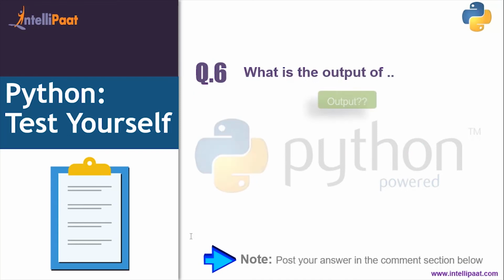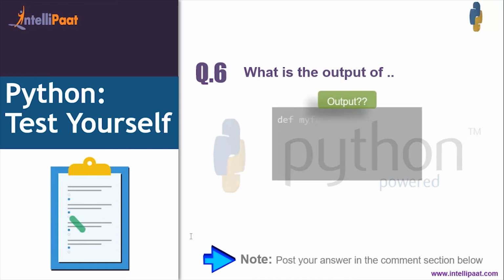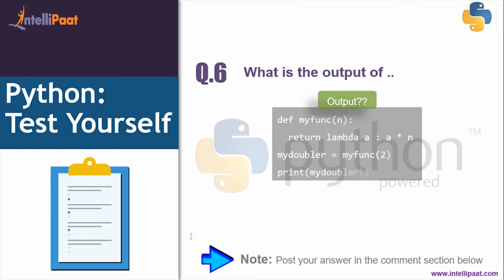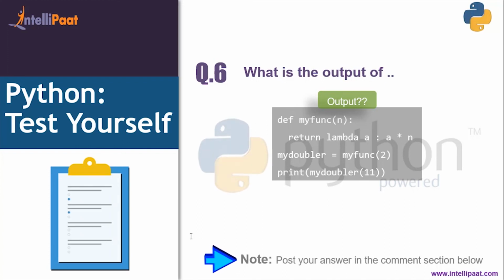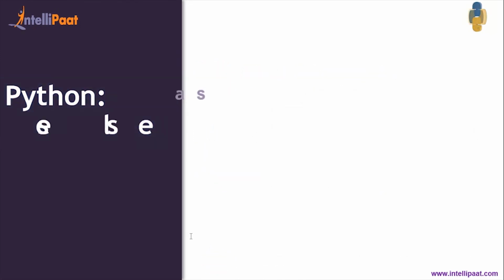Next quiz is, what is the output of: def my function n, return lambda a into n, my doubler equal to my function 2, print my doubler 11. Very simple, we just discussed it. So just post your answer in the comment section below. Okay, so this was all about the lambda function.